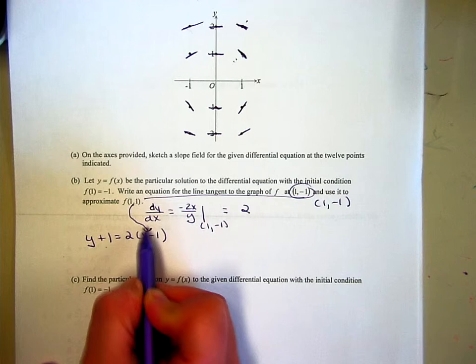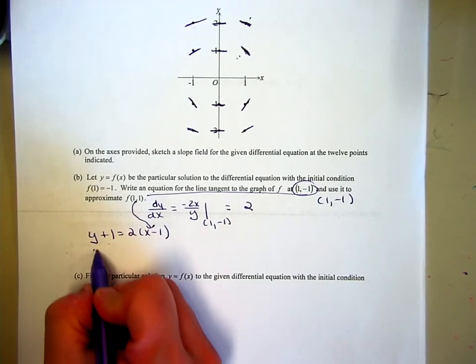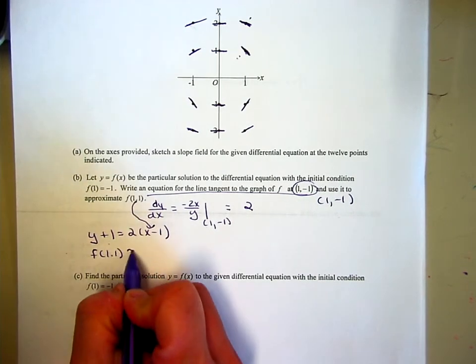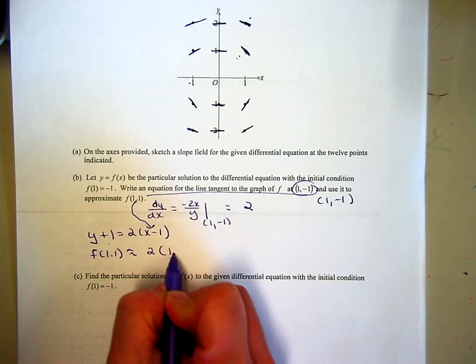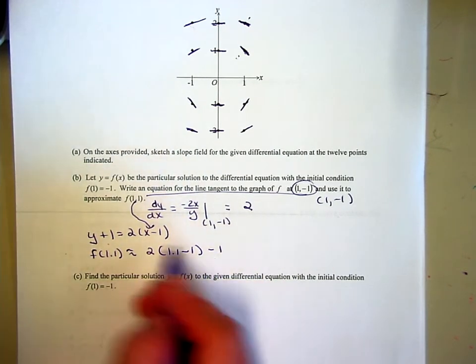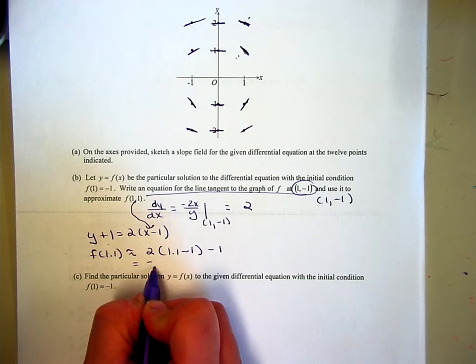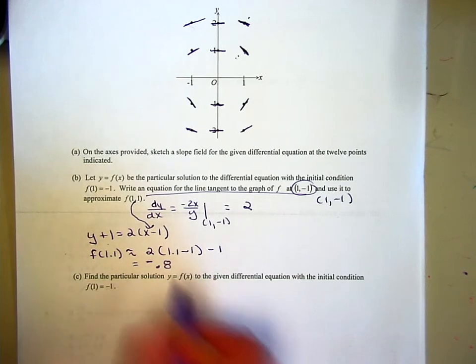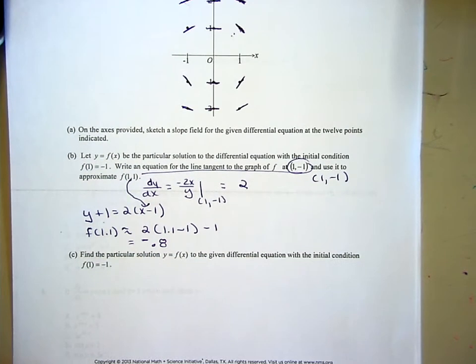So you're just going to plug in 1.1 for x, so f of 1.1 is approximately 2 times (1.1 minus 1), and then subtract that 1 over. You can leave it like this if you want. If I punch this out though, this is non-calculator. If you do it in your head, you should get a value of -0.8.